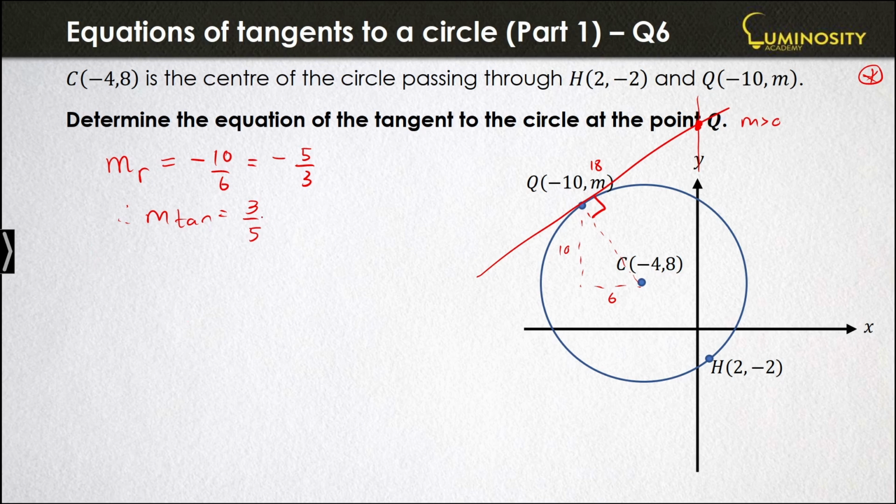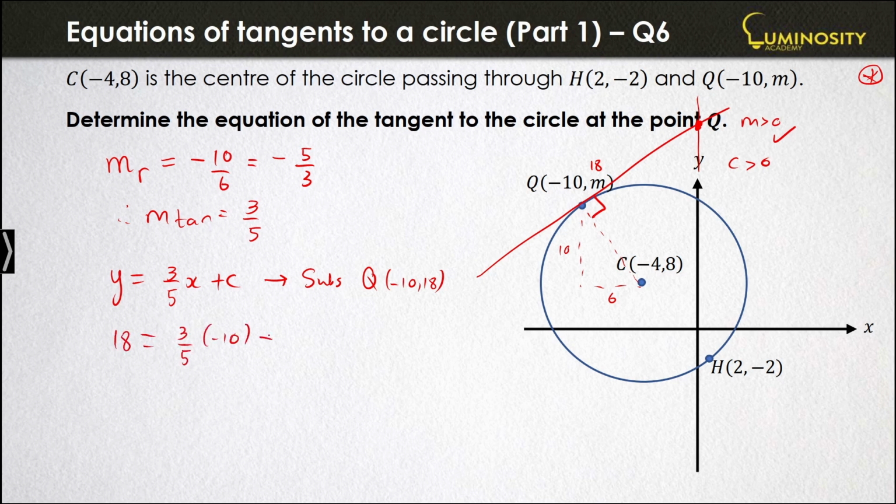And again, the gradient's positive. That's what we expected. And we also expect the c value to be positive. So y equals 3/5 x plus c. Now we substitute the point of contact, which is Q(-10, 18). So when y is 18, x is -10. So I get 18 equals 3/5 times -10, plus c. -10 divided by 5 is -2, and -2 times 3 is -6. Then if I add 6 on both sides, I get c equals 24. And again, we expected that because it's a positive number and it's much bigger than 18.